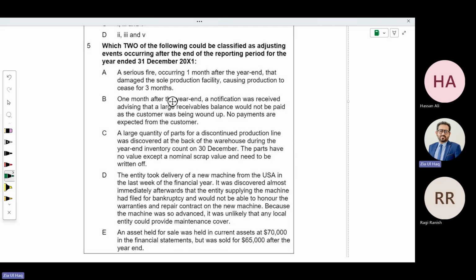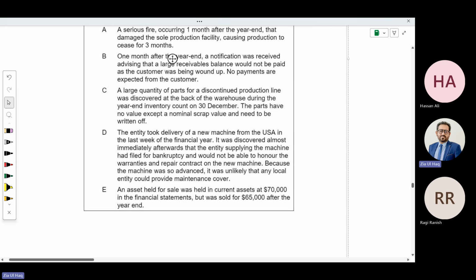The entity took delivery of a new machine from the USA in the last week of the financial year. It was discovered almost immediately afterwards that the entity supplying the machine had filed for bankruptcy and would not be able to honor the warranties and repair contracts on the new machine. Because the machine was so advanced, it was unlikely that any local entity would provide maintenance cover. Did that even happen between year end date and date approved financial statements for issue? No, they received when? Before year end.